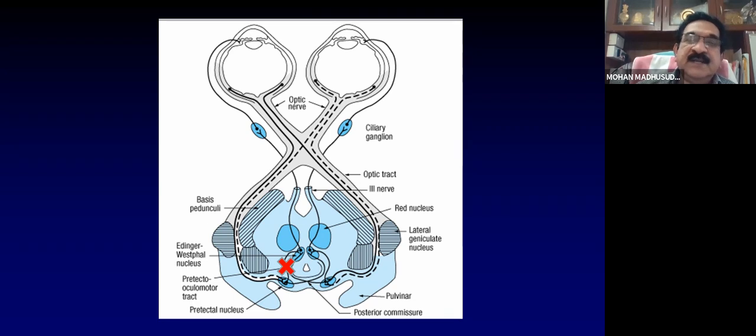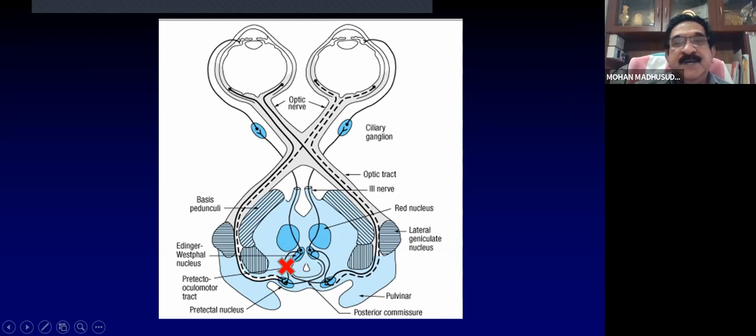In a tectal lesion, the accommodation reflex is preserved, whereas the light reflex is absent. And it can be unilateral, though classically described as bilateral, no? In ARP due to syphilis or diabetic neuropathy and so on, they are bilateral. But here, sometimes a unilateral dilated pupil with light-near dissociation can occur. And this is the site of lesion.